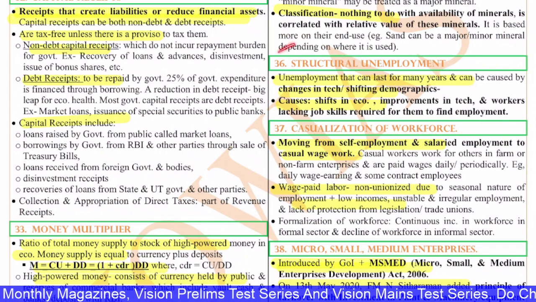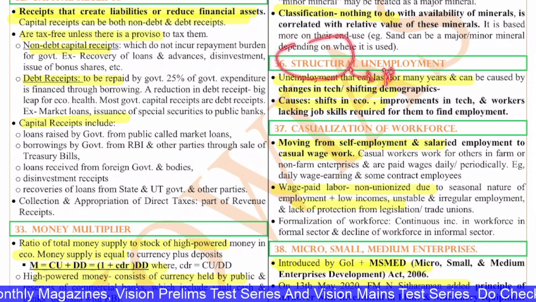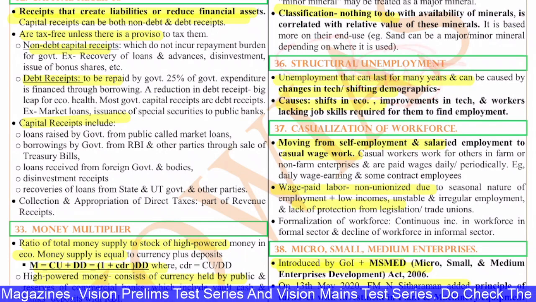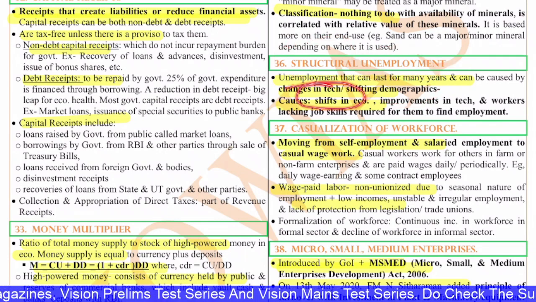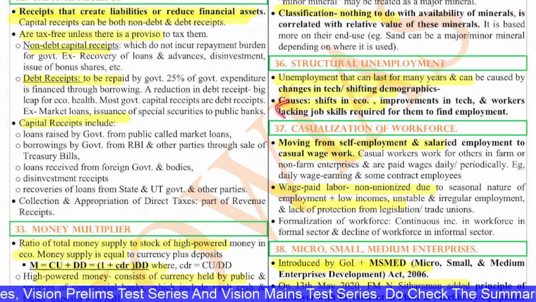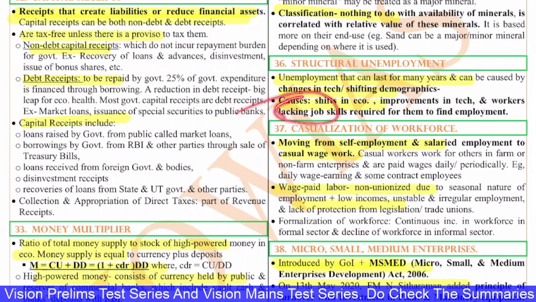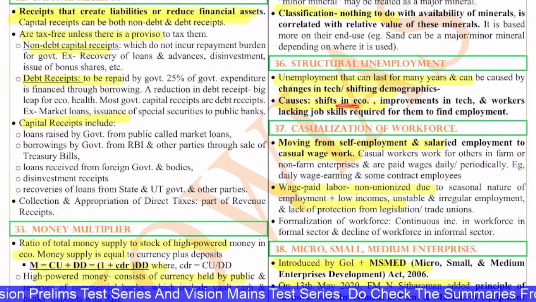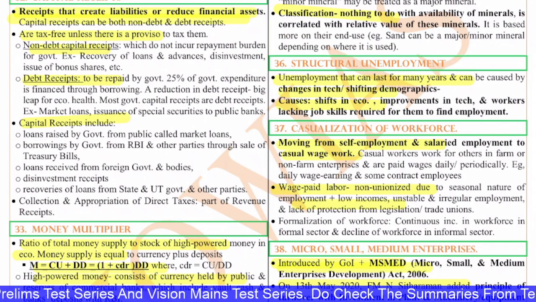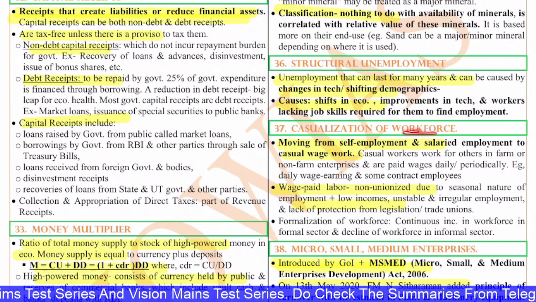For example, we are talking about Industrial Revolution 4.0. That's a wholesome change in the entire structure of the economy. The causes, if you see, are shifting in the economy, improvements in technology, and workers lacking the job skills that are required to find a job. Major reasons. Next, the casualization of workforce.